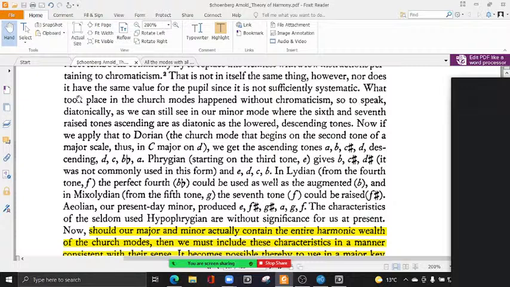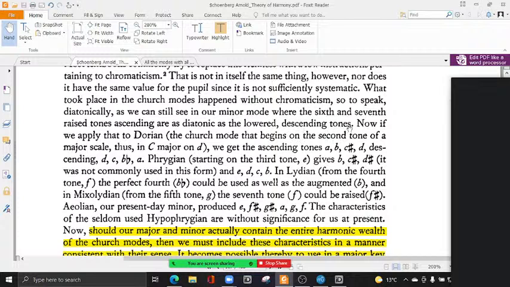So what took place in the church music happened without chromaticism, so to speak, diatonically. That's historically. Remember, we have the permutation of every single note of a major scale, but there was no transposition. We didn't transpose the Dorian to the C, the Dorian to the F. As we can still see in our minor mode, where the sixth and the seventh raised tones ascending are as diatonic as the lower descending tones.